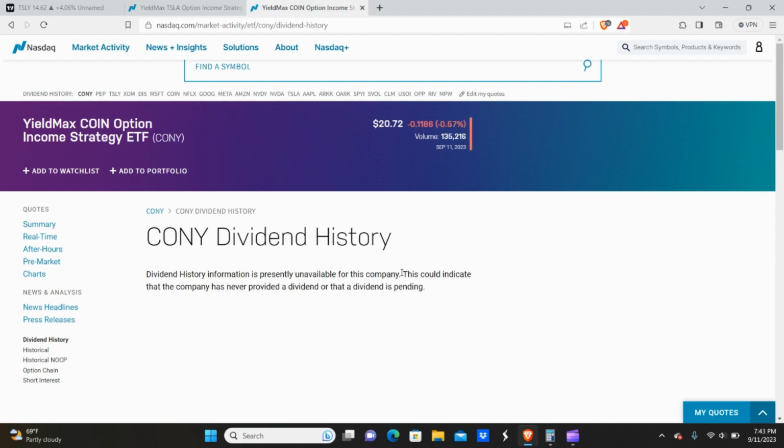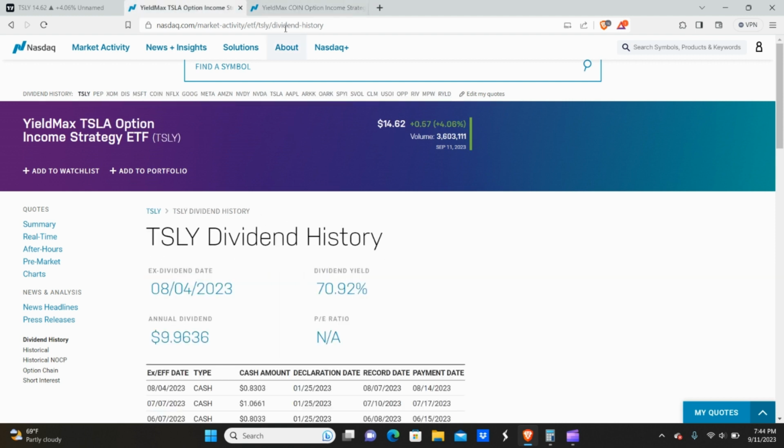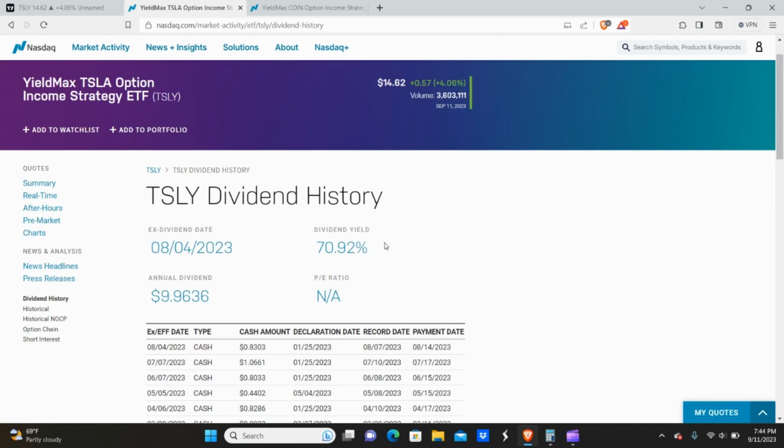Now, here's CONY. You guys can see there's no available dividend. If you go to the YieldMax website, you're not going to see a dividend either. So I theorized in a previous video on what I believe CONY's dividend payment would be, which in my opinion will probably be somewhere between 90 to 110% because of the volatility.